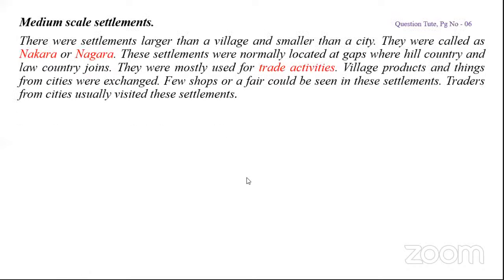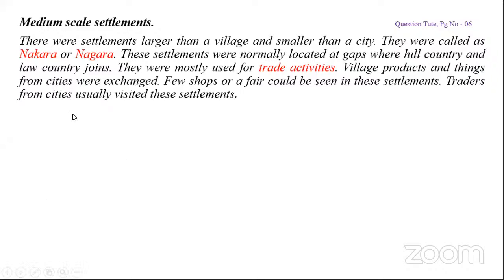Okay, moving on to the next one then. There were medium scale settlements also, but see, in your textbook this is not given. Even though something is not given in the textbook, it's still important. Sometimes they have asked to explain 3 types of settlements. Then you have to use this one.